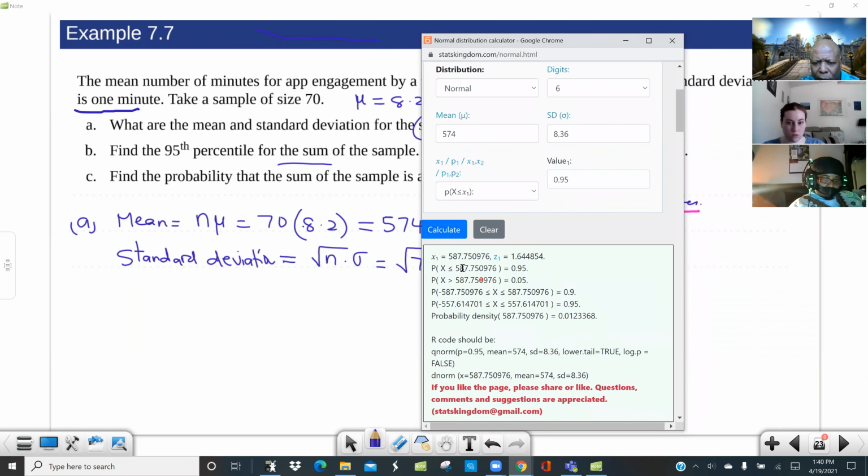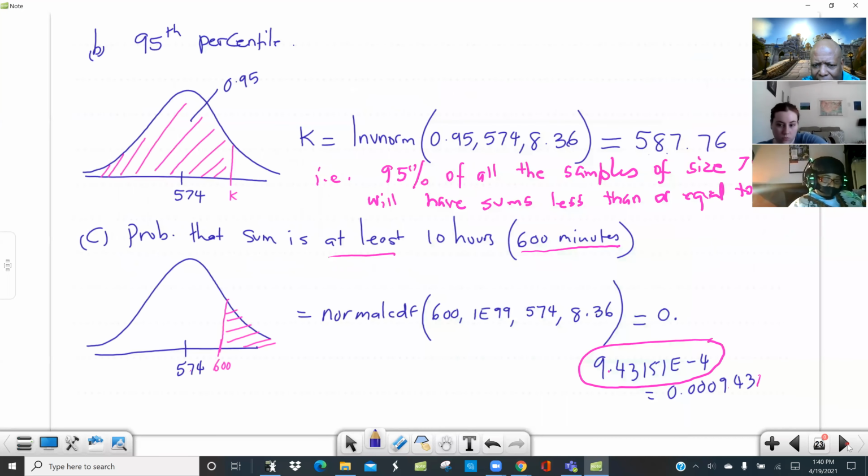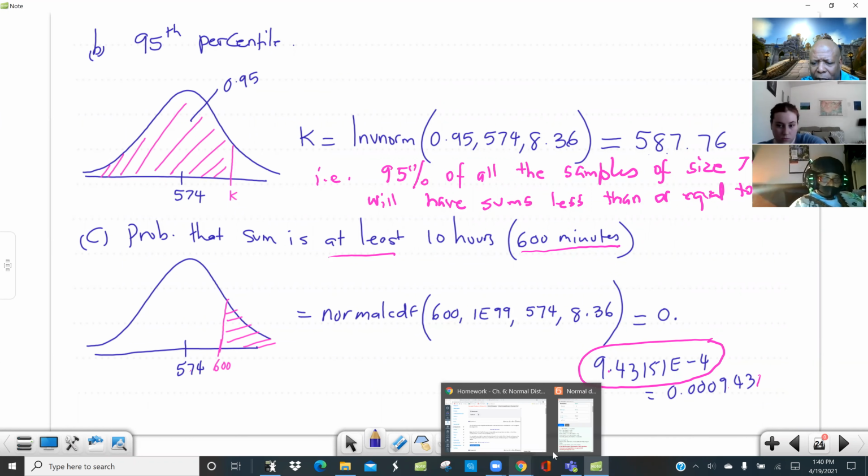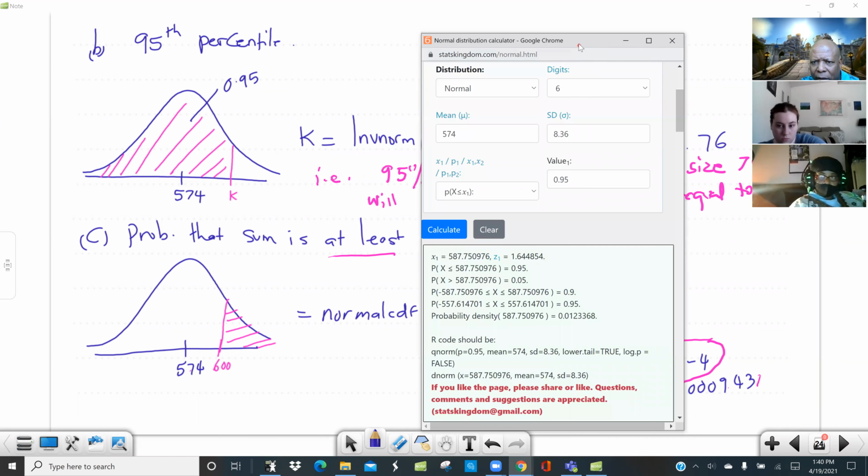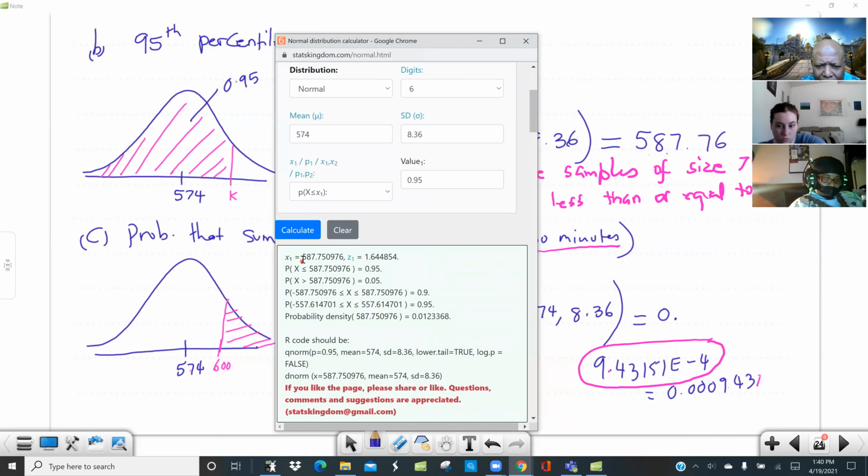It's going to be 587. What is it? 587 point a bunch. 587.75 or 76. The reason the decimal is not working out here is because I think the rounding, finding the standard deviation was rounded up. But it's the same process we used.